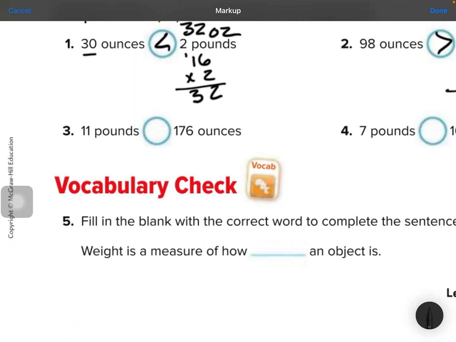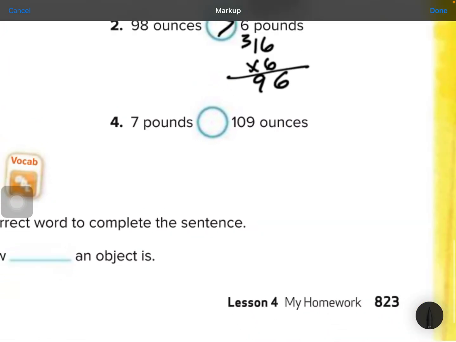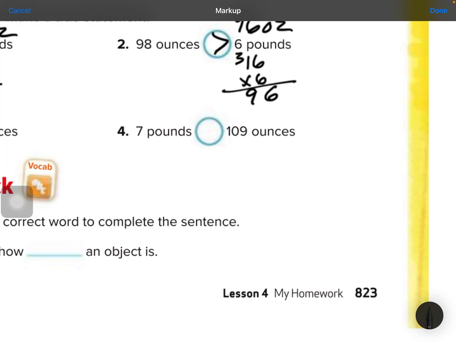Okay, 11 pounds versus 176 ounces. Let's take 16 times 11. 1 times 6 is 6. 1 times 1 is 1. Then I'm going to do the next, I need to put a 0 right there. 1 times 6 is 6. 1 times 1 is 1. 6, 7, 1. 176 is equal to 176.